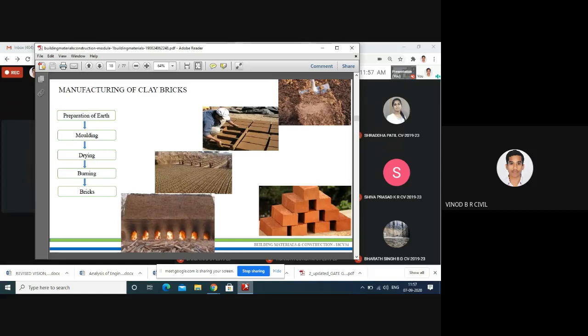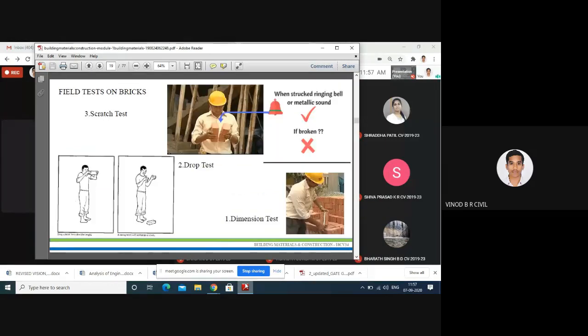In the examination you can expect 5 to 6 marks. Explain with a flow chart the manufacturing of clay brick. You can expect this question in the examination. And the next one is, what are the tests we have to conduct for the brick? There are two types of tests: first one is the laboratory test and another one is the field test.